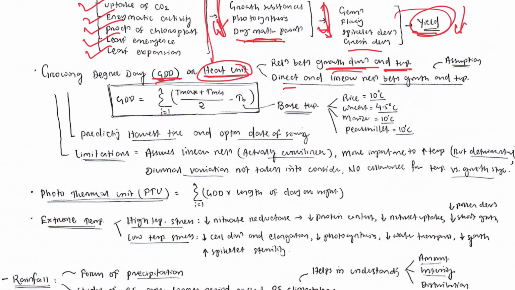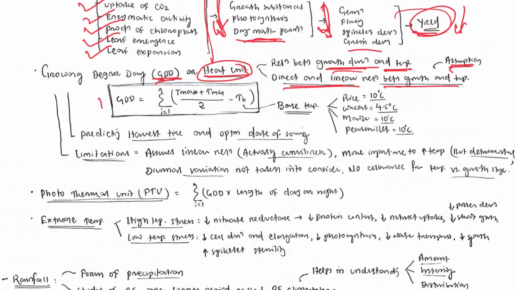A direct and linear relationship between growth and temperature is assumed, and it is wrong. There is no direct relationship between temperature and the duration of the crop. You might say that if the temperature is higher, the crop will complete its life cycle in a very short period. That might happen in some cases, but it is not a theory.